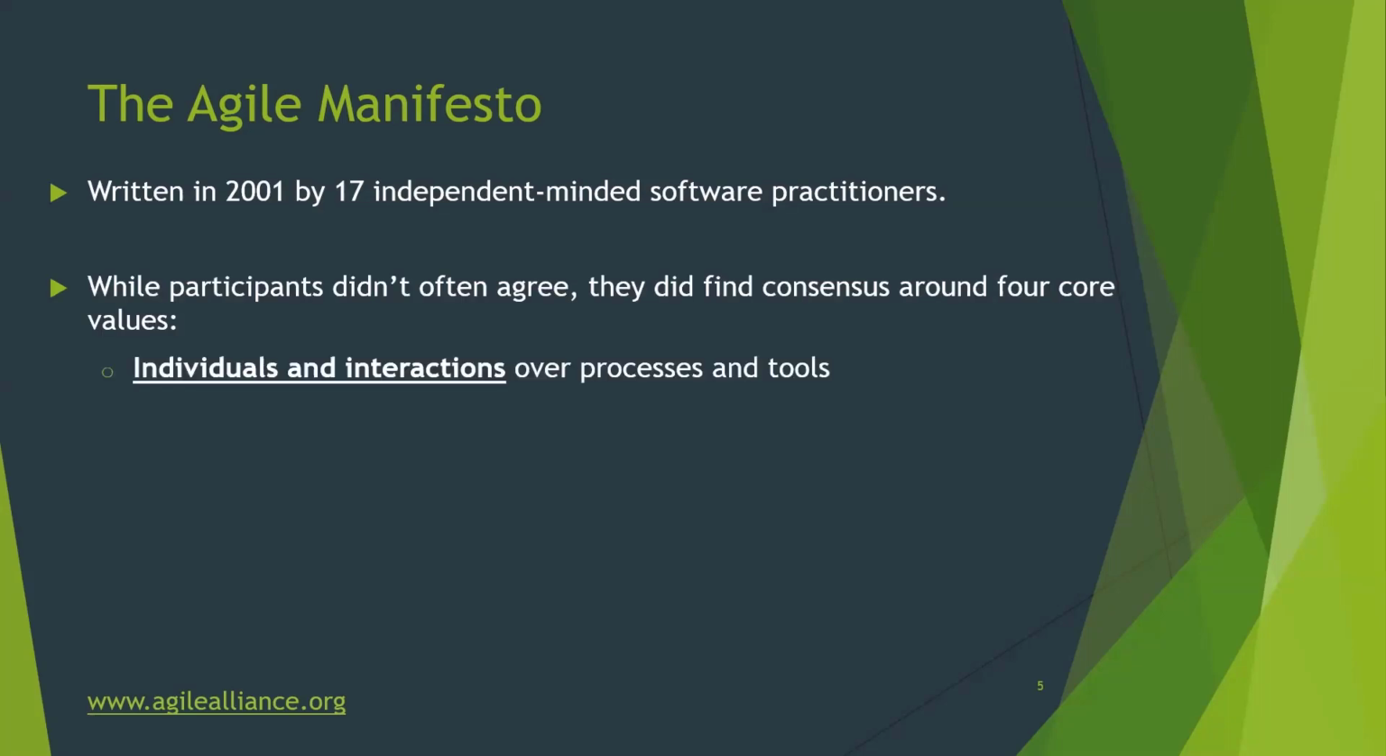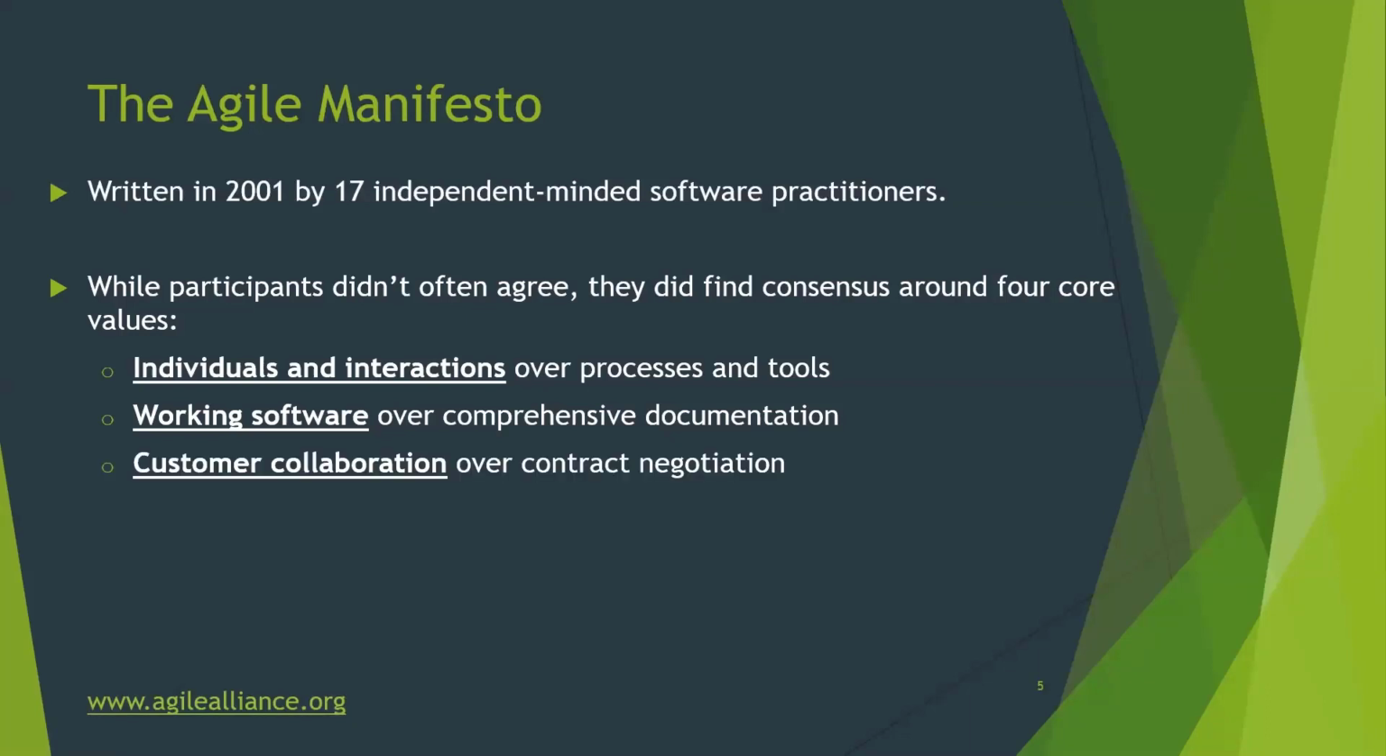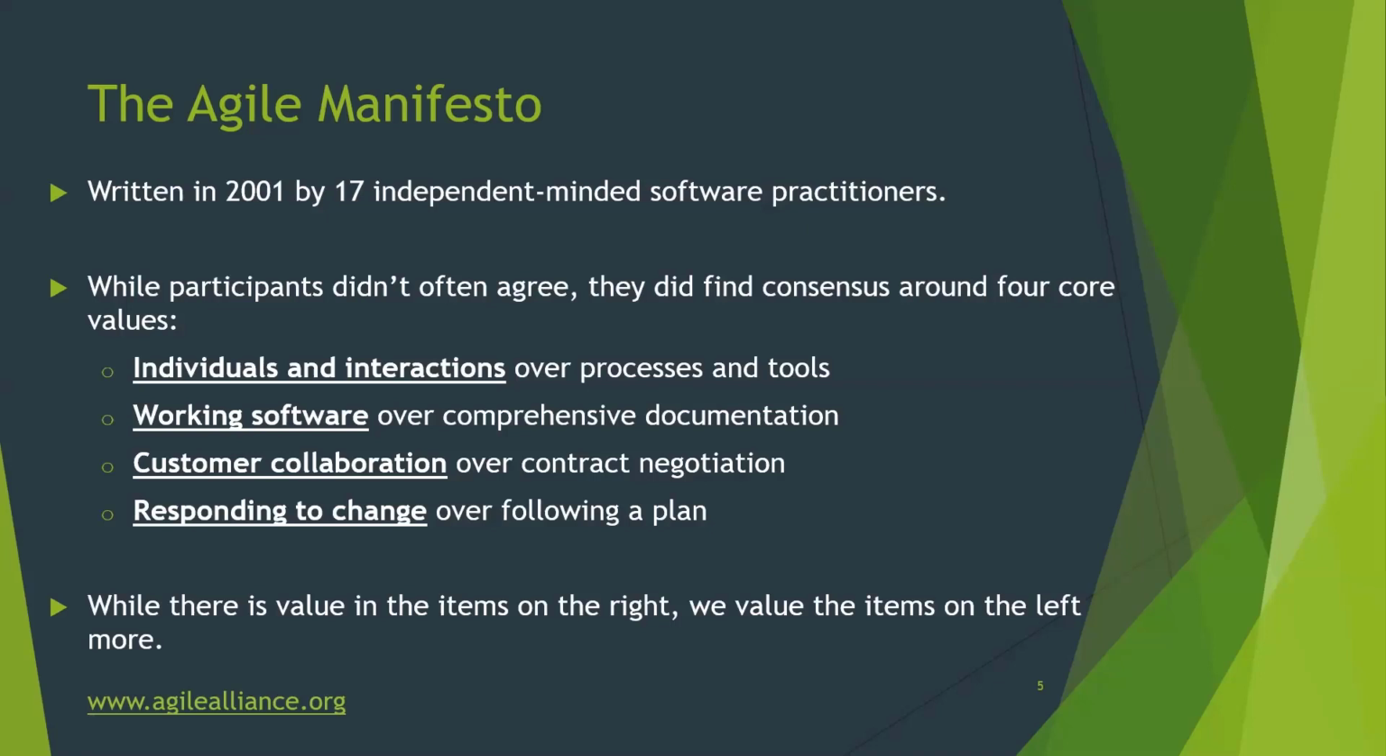So the consensus around the core values are that individuals and interactions are more important over processes and tools. Working software is more important over creating a bunch of comprehensive documentation that a lot of people probably won't even read. Customer collaboration over contract negotiation, and responding to change over following a plan. And the basic idea here is that there's more value in the items on the right, but we value the items on the left more.